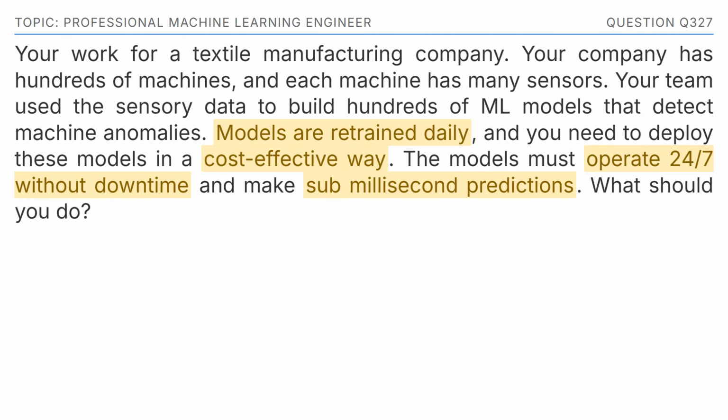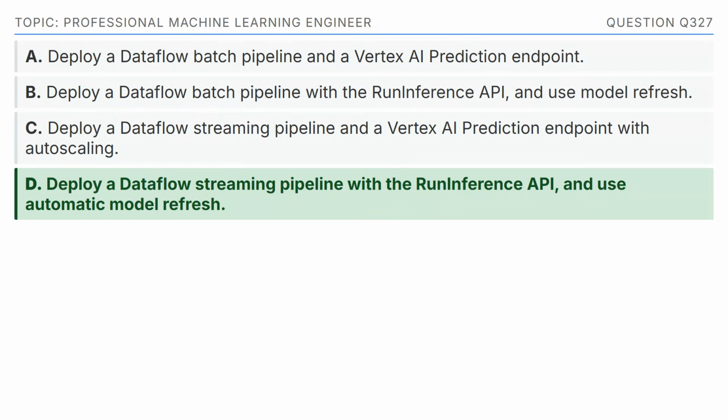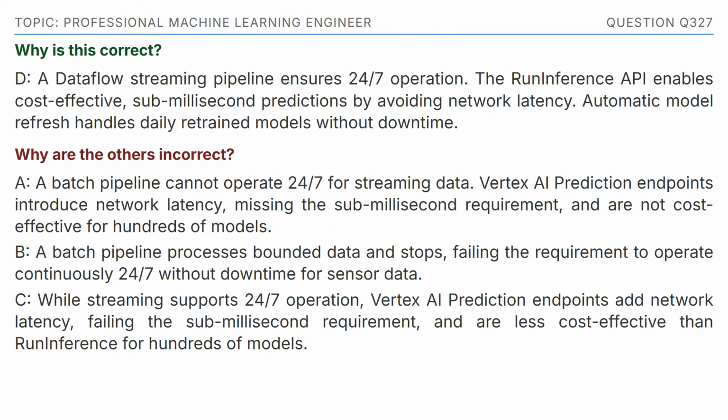To arrive at the correct answer, we focus on the keywords: models are retrained daily, cost-effective way, operate 24/7 without downtime, sub-millisecond predictions. The correct answer is option D. Deploy a Dataflow streaming pipeline with the Run-Inference API, and use automatic model refresh. Why is this correct? D. A Dataflow streaming pipeline ensures 24/7 operation. The Run-Inference API enables cost-effective, sub-millisecond predictions by avoiding network latency. Automatic model refresh handles daily retrained models without downtime.